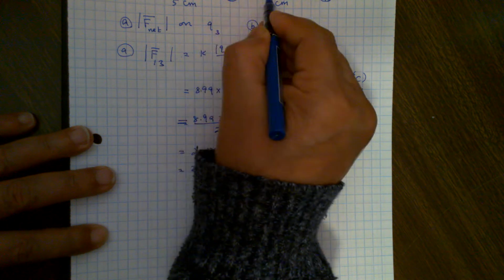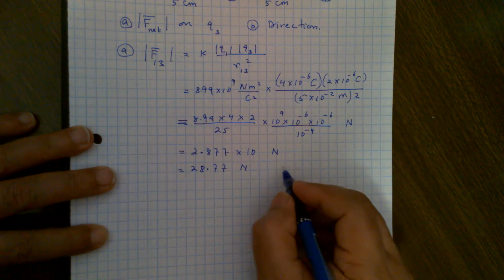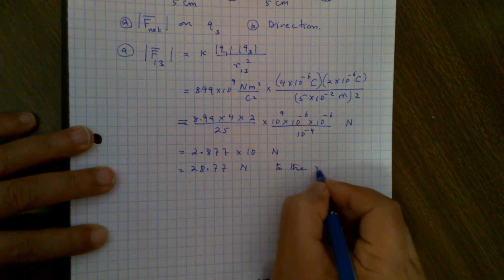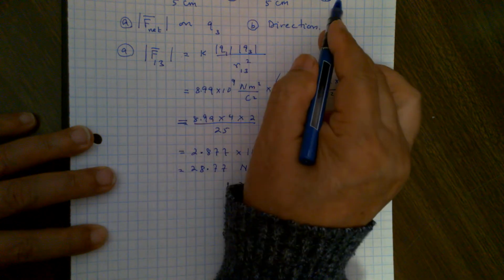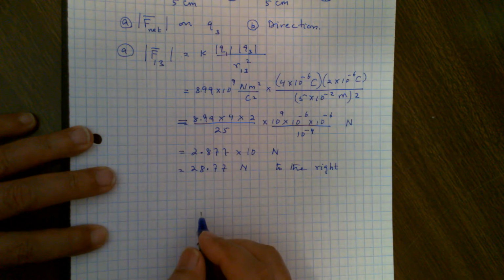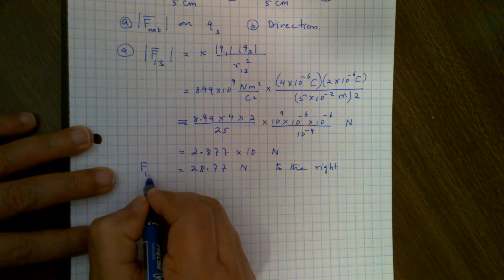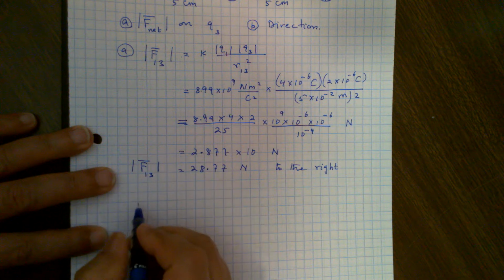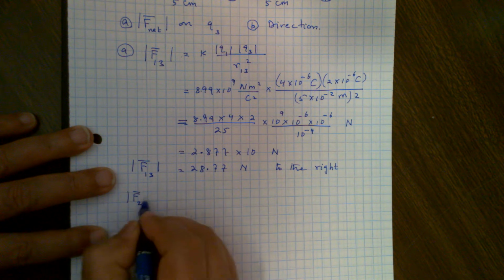So that's the magnitude of F13, and the direction is towards the right, because this is positive, so it's going to be pushed to the right in the positive x direction. So I'll just say to the right, or towards the 6 microcoulomb charge. That is the F13 magnitude.